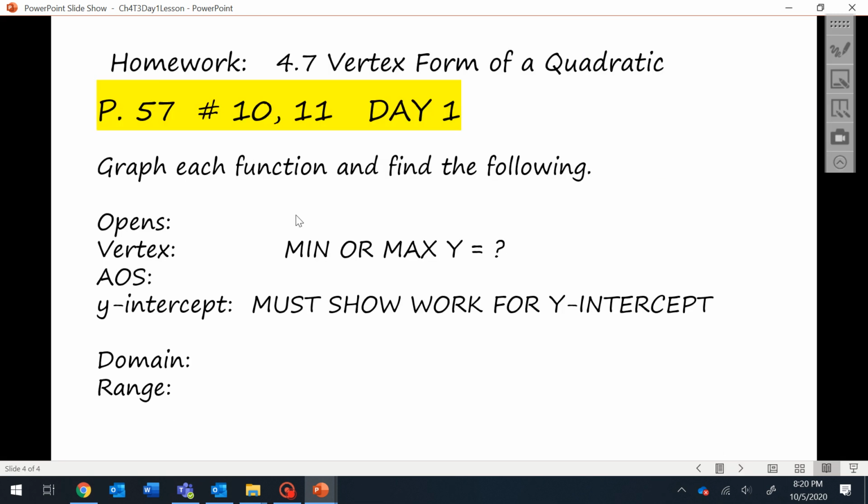All right, so for this, we want to try 2 problems for the homework. This is day 1. We are going to be working on this tomorrow. Make sure you show your work for the y-intercept.